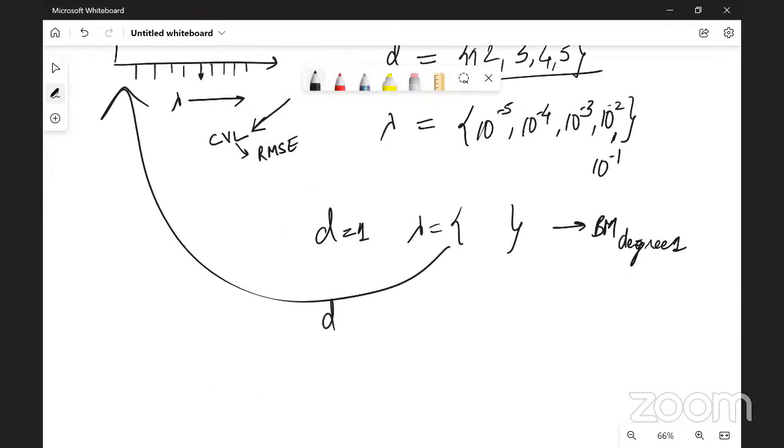You do the same thing for degree 2, all possible values of lambda. You choose the best model out of those. Degree 3. And you keep doing this for all possible combinations of your hyperparameters. Among this grid, you choose the model which gives you the least cross-validation error. Does it make sense? Yes, sir.